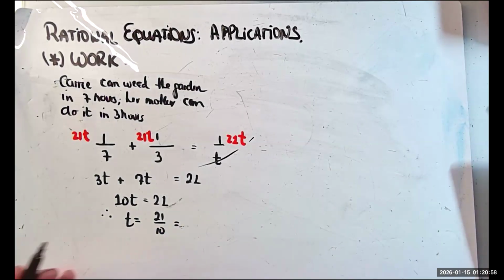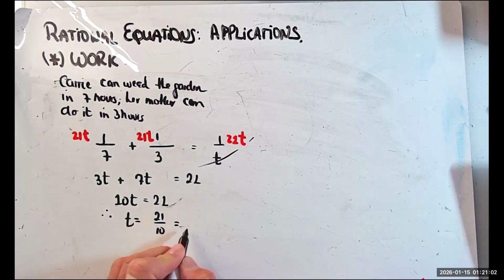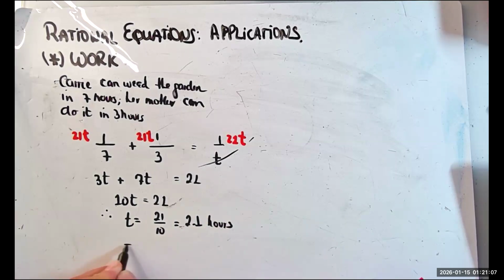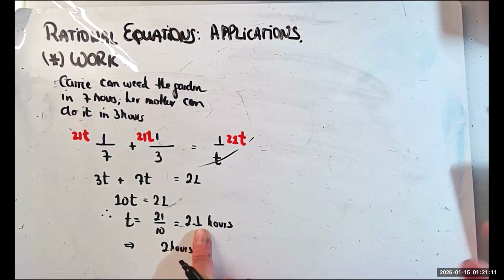So this will be 2.1 hours, which is the same thing as 2 hours and 1/10 of an hour. We don't need a calculator for that. Of course, we have 60 minutes, so 1/10 will be 6 minutes. 2 hours, 6 minutes if the two of them partner together. That would be it. Thank you.